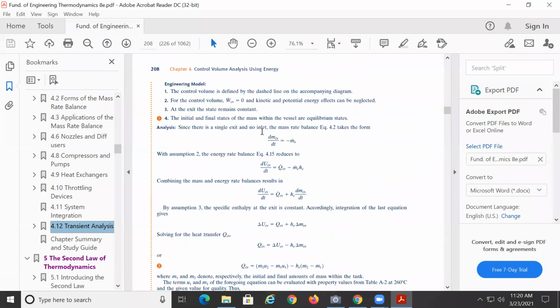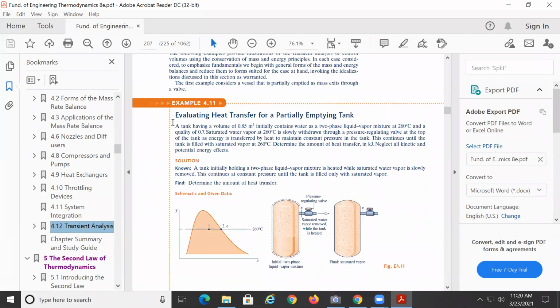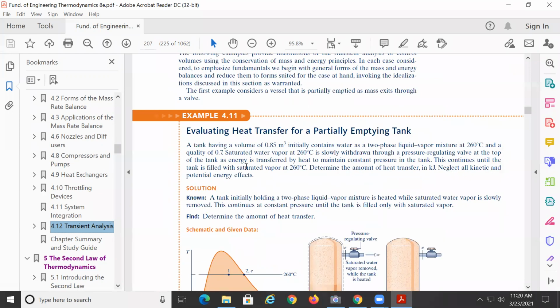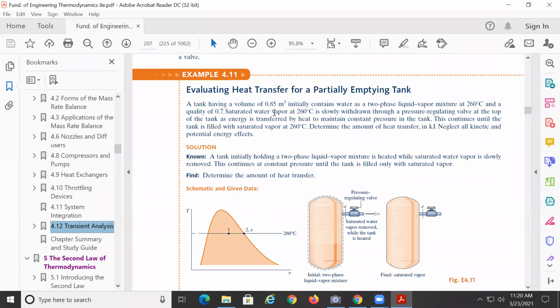So for example, in this problem, this is the one we're going to be doing. They say that they have a tank having a volume of 0.85 cubic meters, initially containing water. So this is over here as a two-phase liquid, okay? At 260 degrees and a quality of 0.7. That's why it's a mixture.